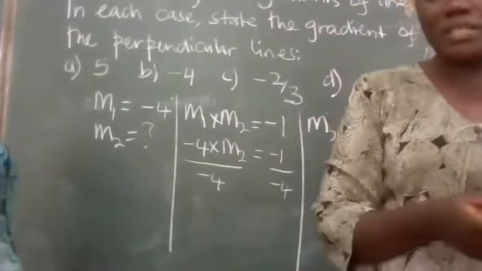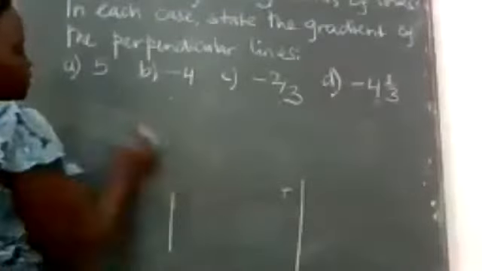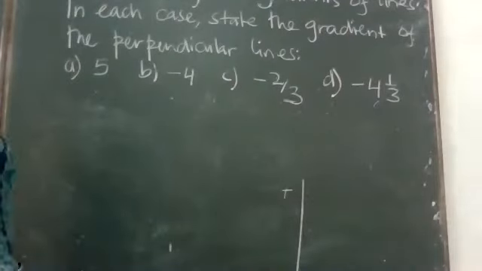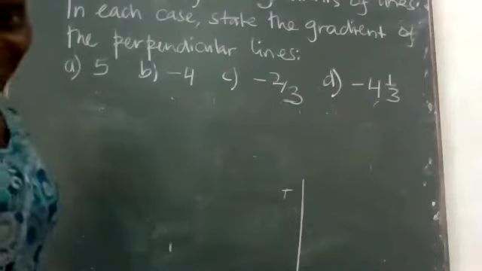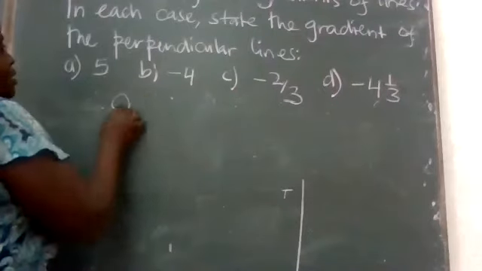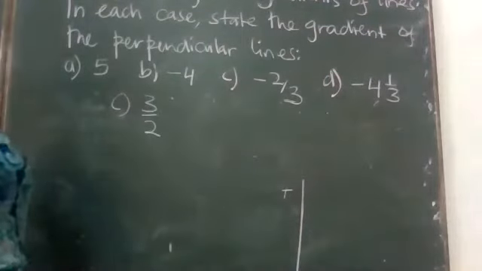Can I give the answer for part C? Yes. I'm not sure, teacher, but I think it's 3 out of 2. Thank you. Let's wait for another one. Any other answer? Yes, teacher, I also have 3 out of 2. So for part C, our answer is 3 out of 2.